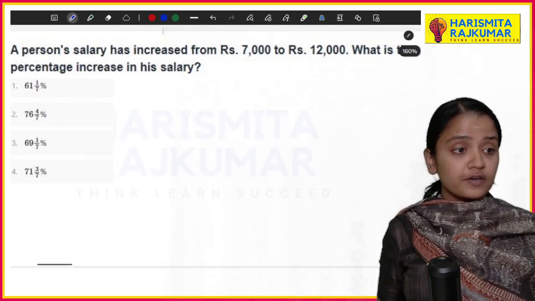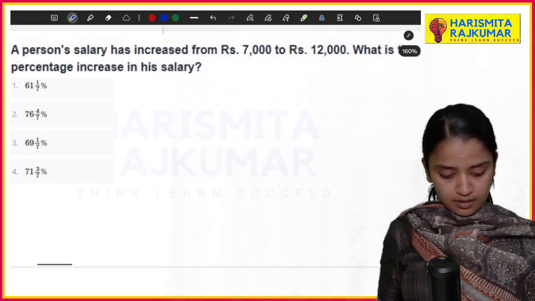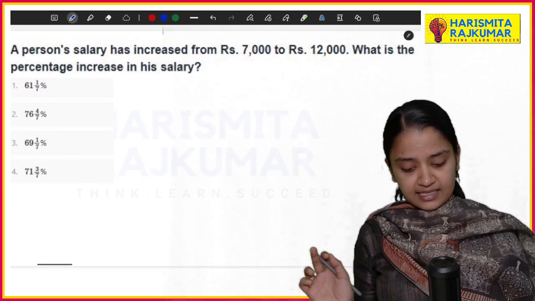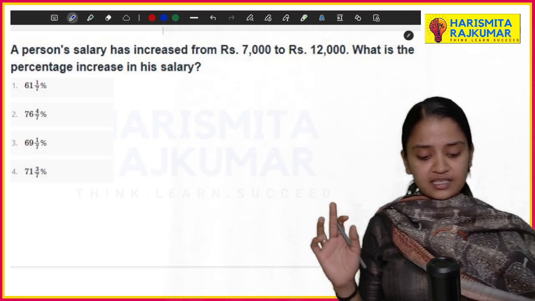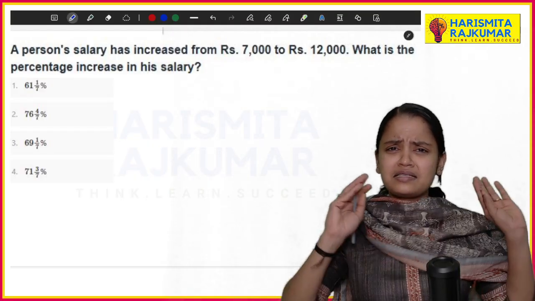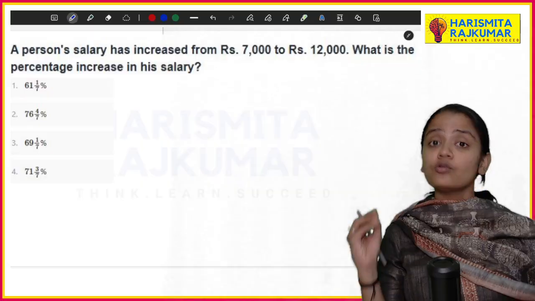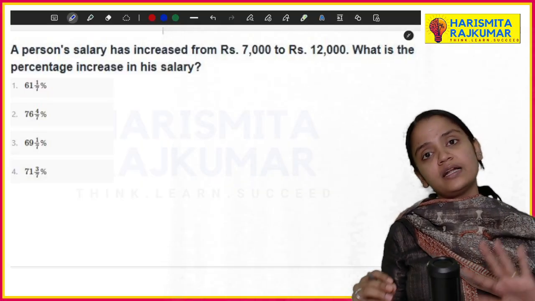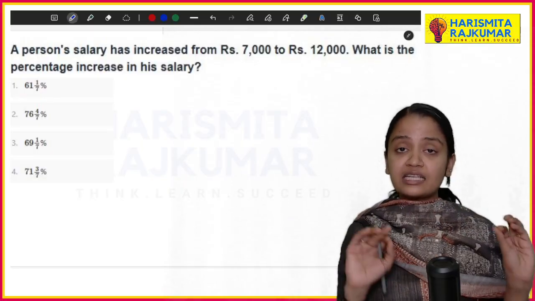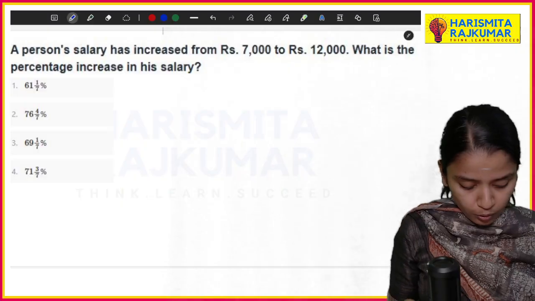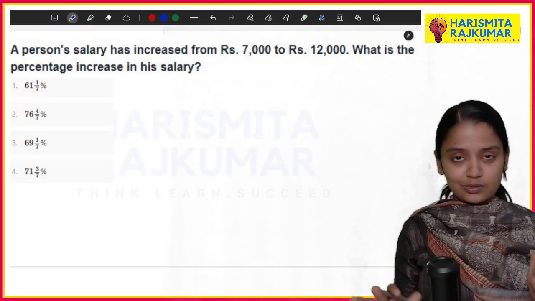First question: a person's salary has increased from 7,000 to 12,000. What is the percentage of increase in salary? This is a basic question. It is not an exact salary question from previous papers, but after this you will have typical salary questions. So this is just a warm-up question.